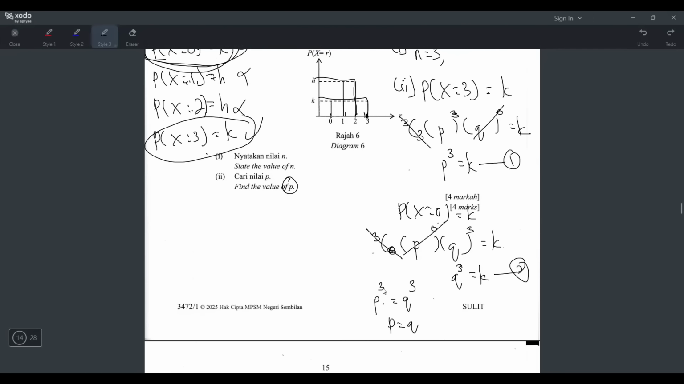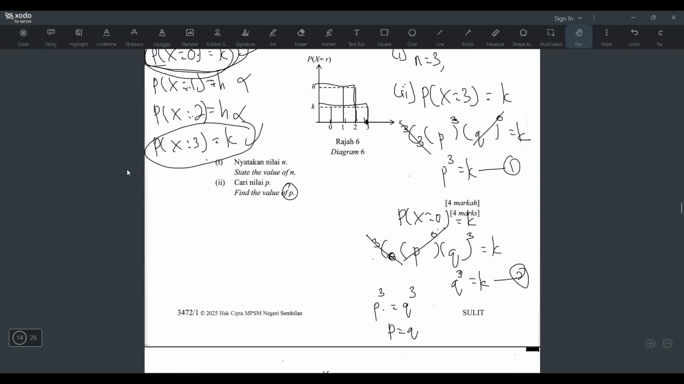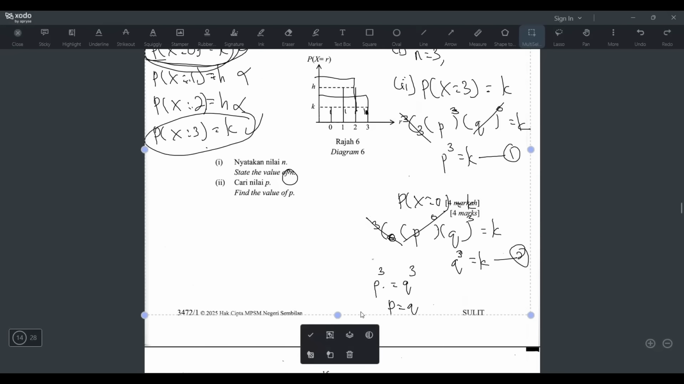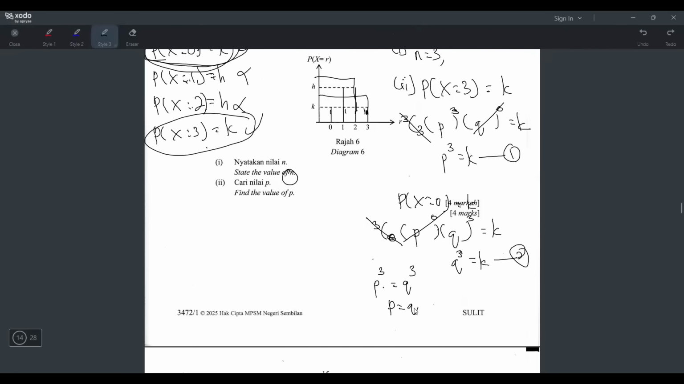Or you can say the power 3 moves over and becomes cube root. But the cube root and cube you can cancel out. Yeah, you can cancel, because cube root means power 1 over 3. So if you move this over, it becomes cube root, which is power 1 over 3, and then it cancels. So you're just left with p equals q. Right? Now the problem is how to find the exact value of p. Actually it's very easy. The answer is 0.5. You guys know why, right? Because we all know p is the probability of success, q is the probability of failure. And if p and q must be the same, that means p must be 0.5.